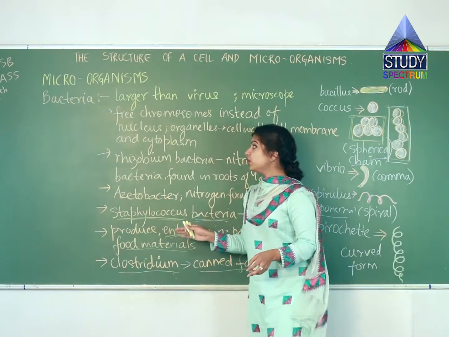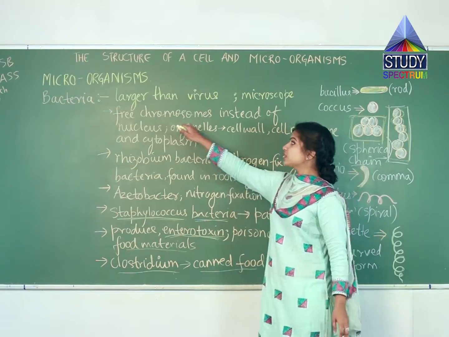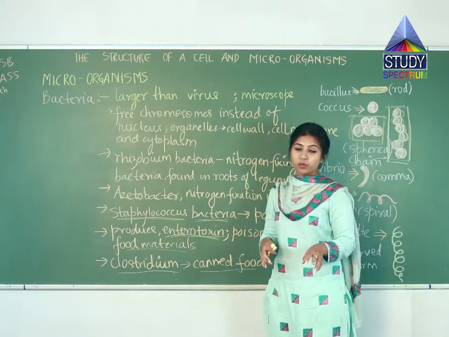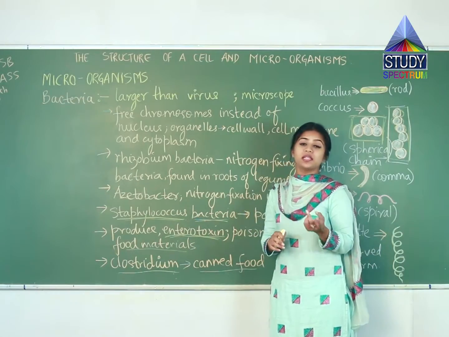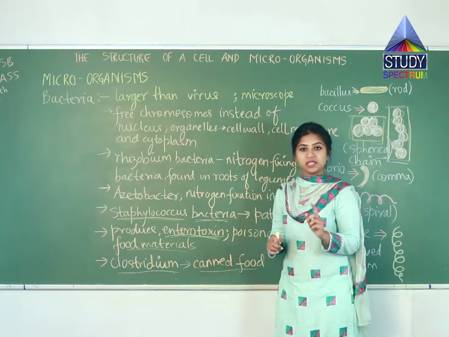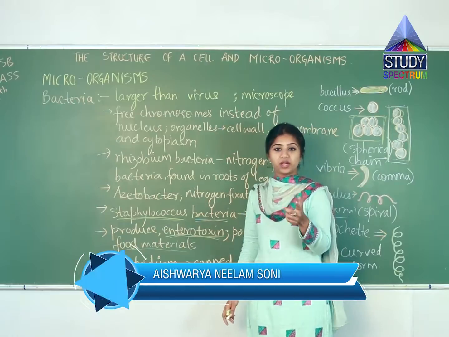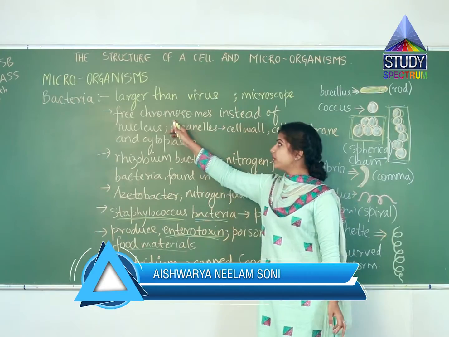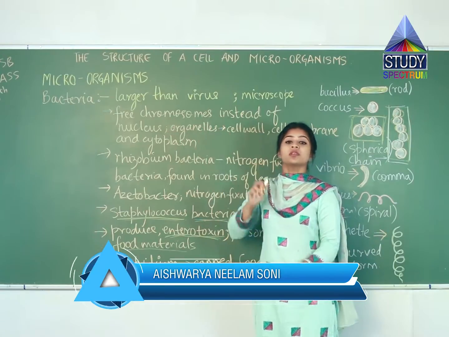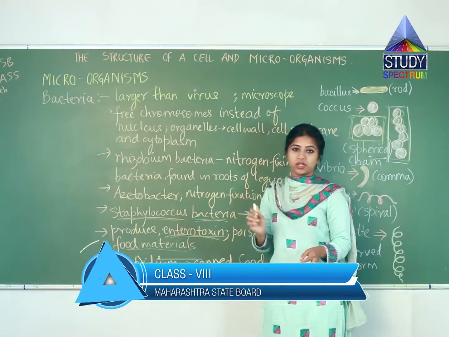Then we went to learn about the structure and the morphology of the bacteria. What we learned was that the bacteria has free chromosomes instead of having a nucleus. And the other organelles present inside the bacteria were the cell wall, the cell membrane, and the cytoplasm. In the cytoplasm were embedded these free chromosomes. Now, what are these free chromosomes actually?